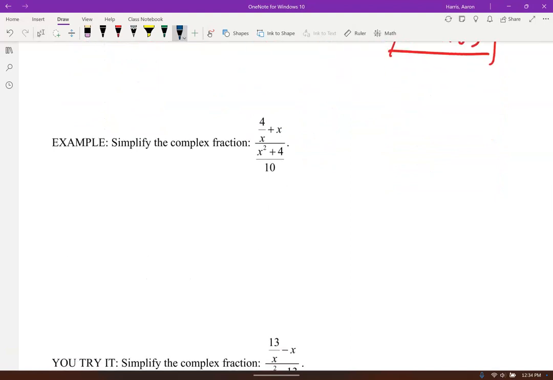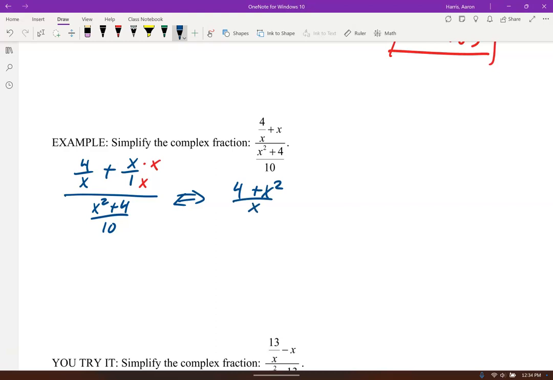We've got 4 over x plus x over 1. The bottom I have already, this is already a fraction, x squared plus 4 all over 10. Let's get this into one common denominator in the numerator. So I have 4 plus x squared all over x. On the bottom I have x squared plus 4 all over 10. So now we can multiply by the reciprocal.